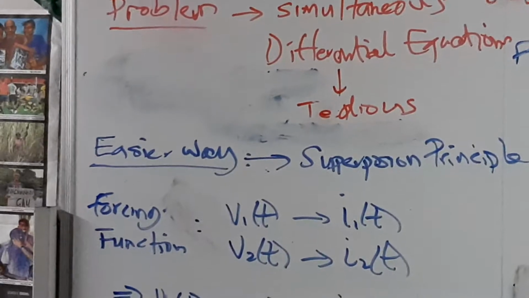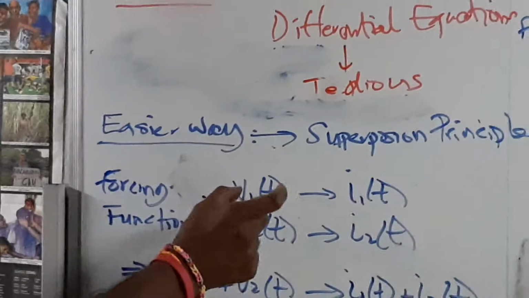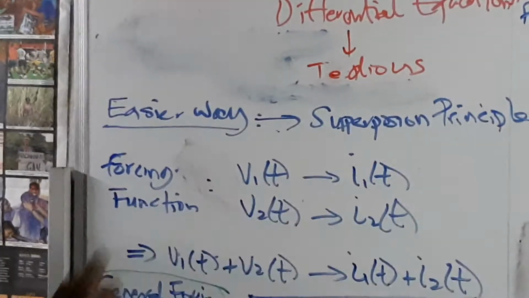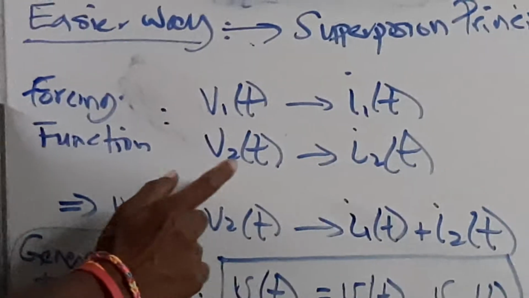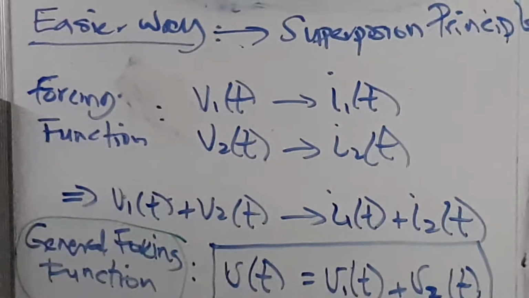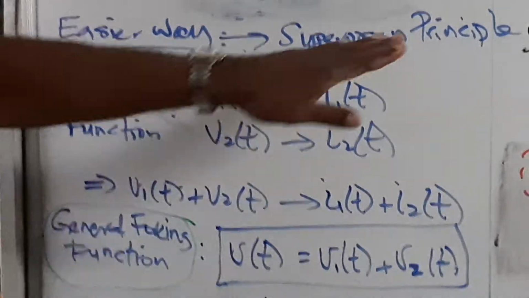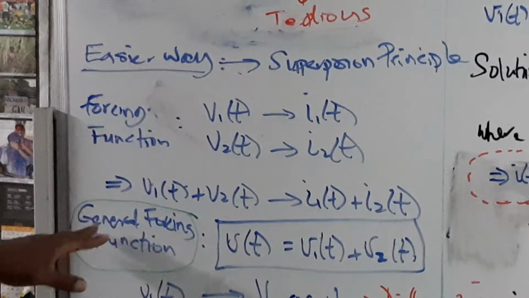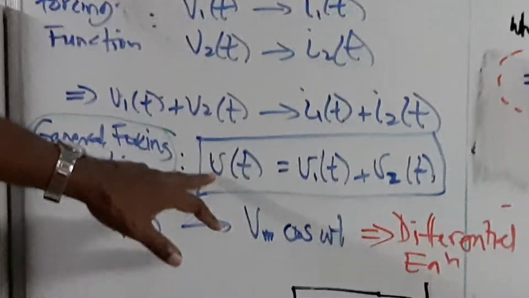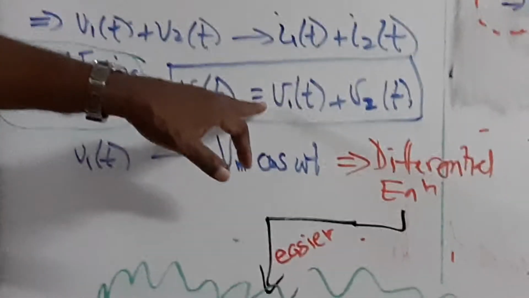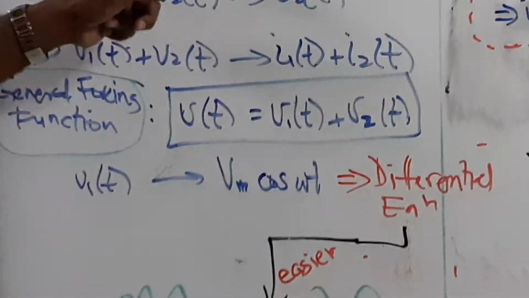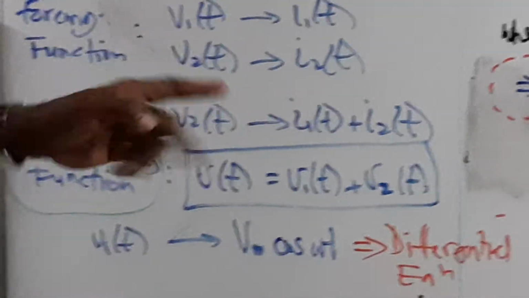With the superposition principle, with a forcing function V1 of t corresponding to a current I1 of t, and a forcing function V2 of t producing a current I2 of t, we can form a general forcing function and simply call it V of t, where V of t is equal to V1 of t plus V2 of t. That is our superposition principle.